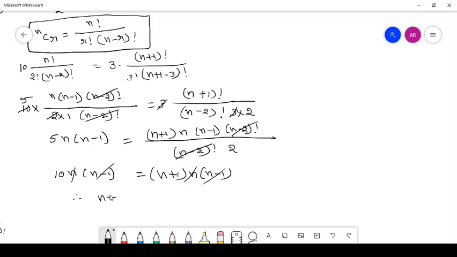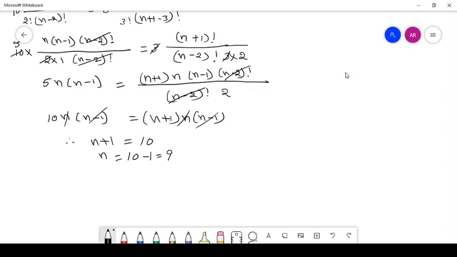Therefore the value of n plus 1 is nothing but 10. n plus 1 is 10. Then n is equal to 10 minus 1, transposing 1 to that side, which is 9. Therefore the value of n is 9.